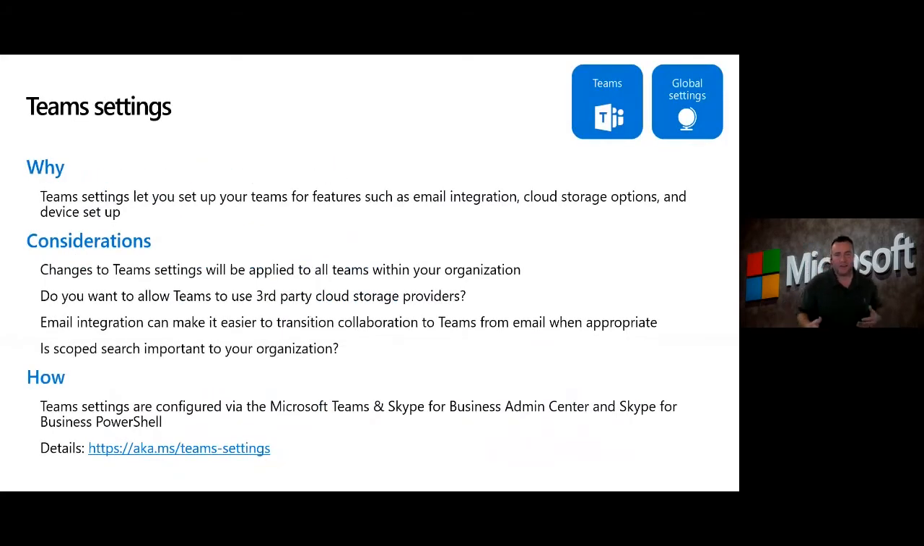So here we have a collection of global settings that can be found in the Teams Admin Center. You will find these things like cloud storage options, tagging options, email integration. We took a look at this earlier. These are settings that will impact the entire Teams deployment, hence why it says Teams as the icon. And it will be found in the Teams Admin Center or the global settings.